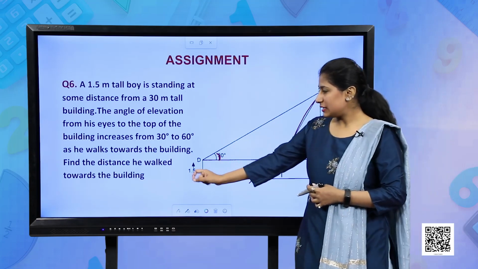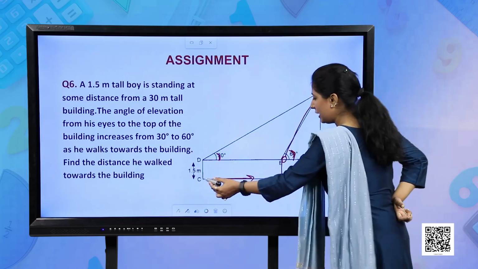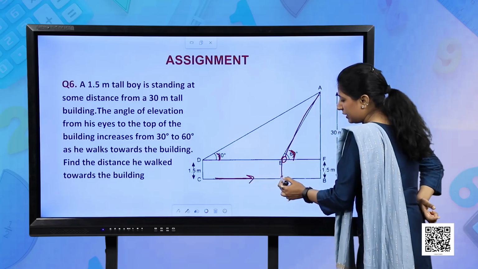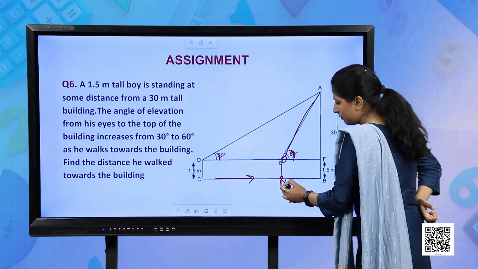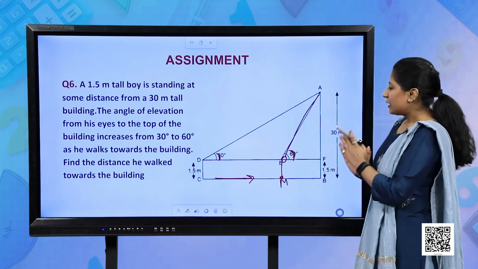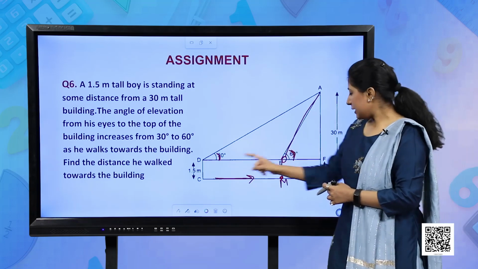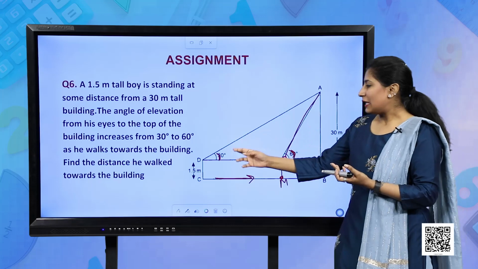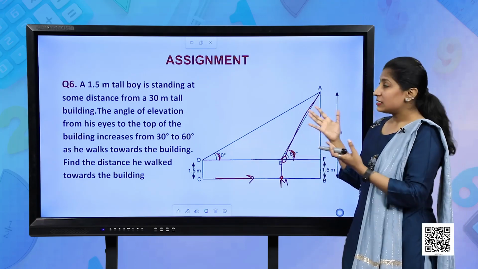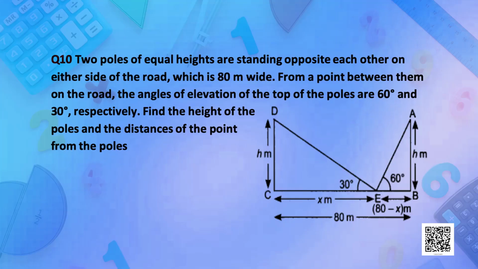What we have to find is the distance he walked towards the building, which means we have to find the value of DE, or you can label this point as M, you can call it CM. You will have to find CM. So you can take these two triangles AEF and ADF and apply tan 30 degree, tan 60 degree, you can find the values, and this is assignment, so you have to do the rest part. Let us move on to next question.